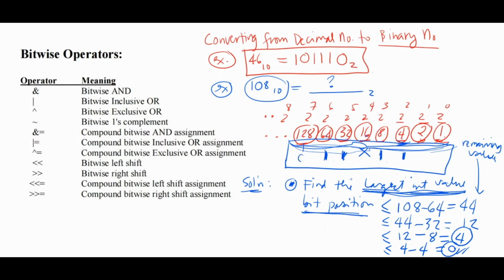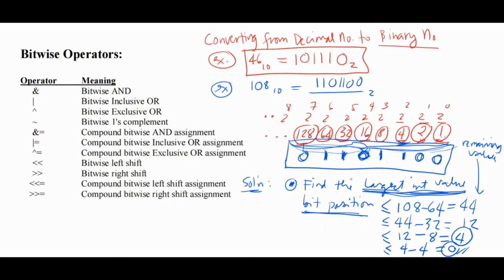So this is 0, and so the 128 bit position is 0, and the 16-bit position is 0, and the 2-bit position is 0, and the 1-bit position is 0. So the answer here, the binary number equivalent of this decimal number 108, is 11011100, and that's base 2.